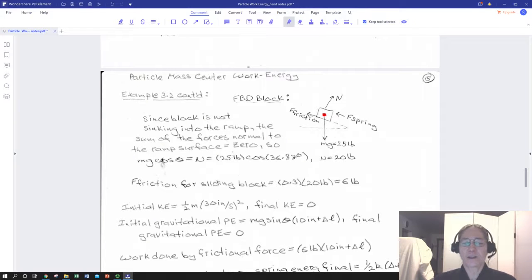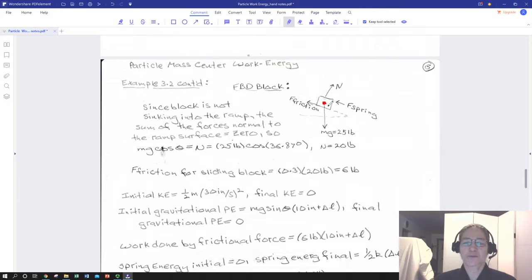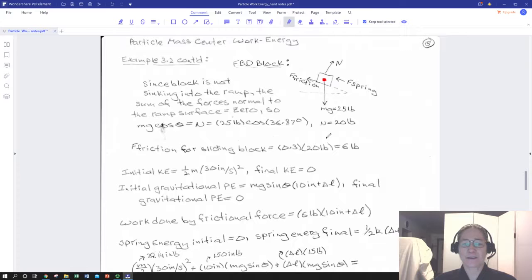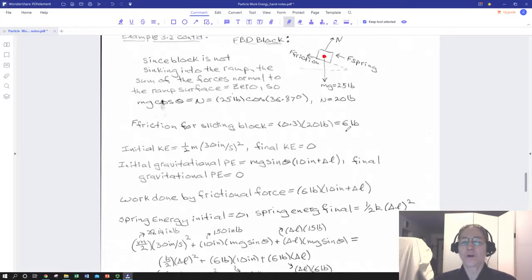We know the weight, we know theta, so the normal force ends up being 20 pounds. That gives us our frictional force. So now we have an expression for friction, 6 pounds. And so if we can find out how far the spring compresses, we now have an expression for the total work done by the frictional force.